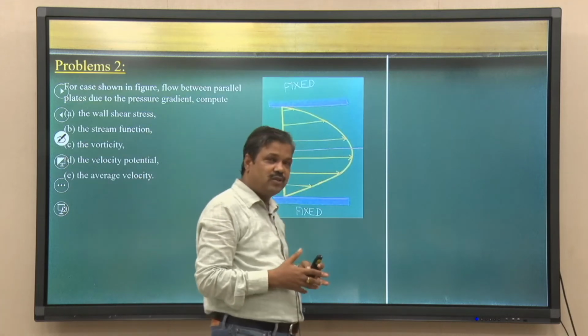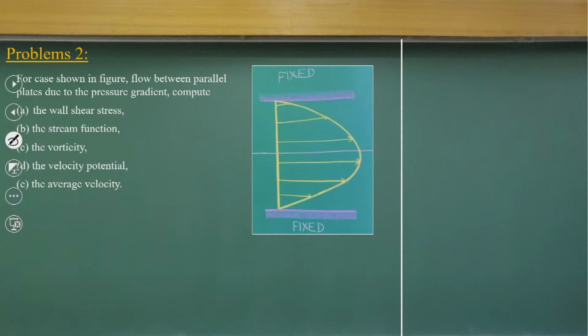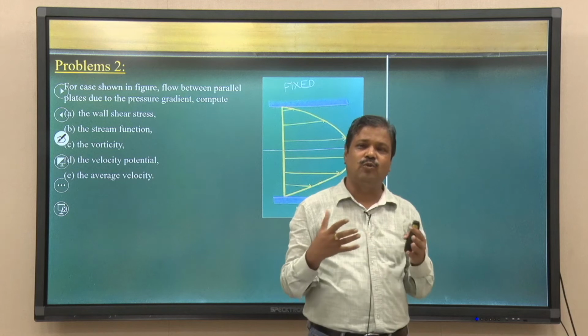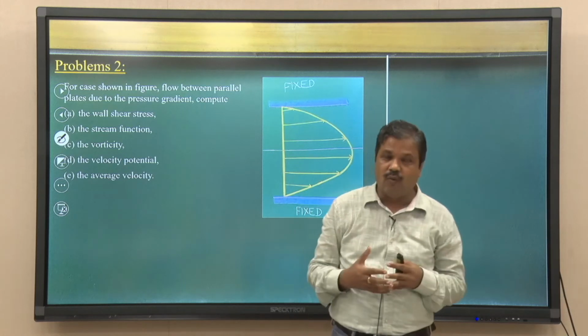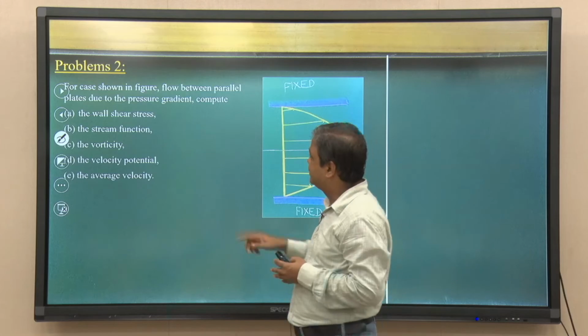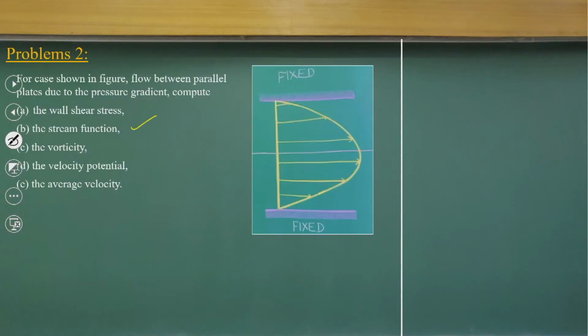Now, the second problem, just to demonstrate that we do not require only the velocity field and pressure field. Many times we need to know the wall shear stress, the stream function for a particular flow field, vorticity, velocity potential, and average velocity. So, we are taking the same problem, where there is a fixed plate. The flow is going because of the pressure gradient, del p by del x.